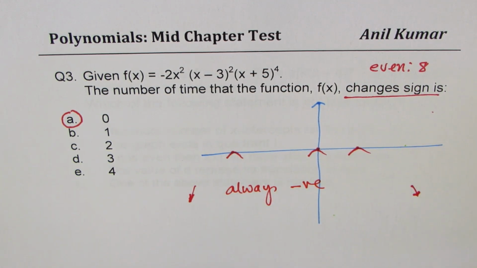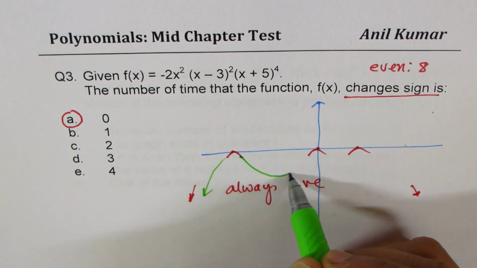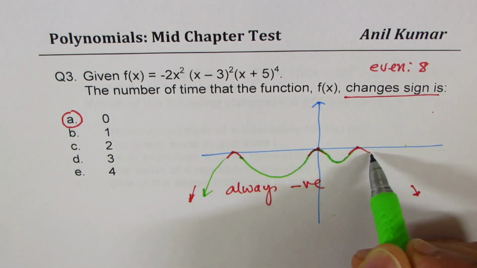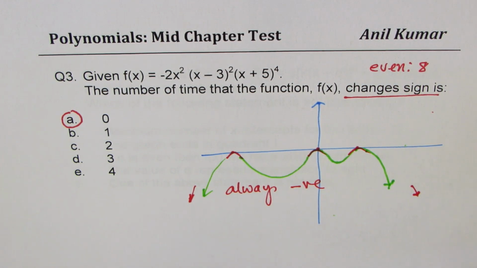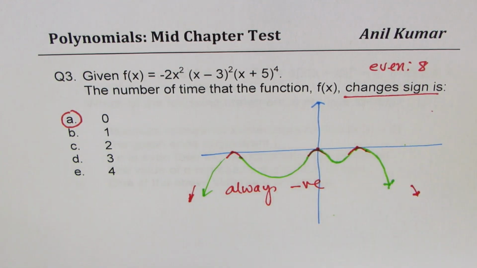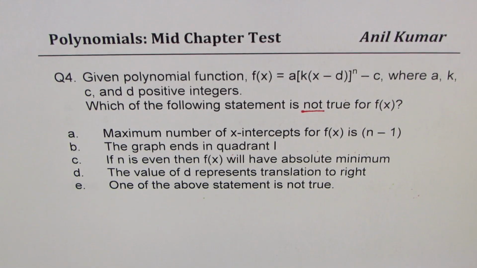Do you understand this part? It is extremely important to understand. And if you graph it, it will be something like this. Does it make sense to you? Extremely important question from test point of view. Now here is question number 4. I'd like you to rethink your answer and then check with my solution.